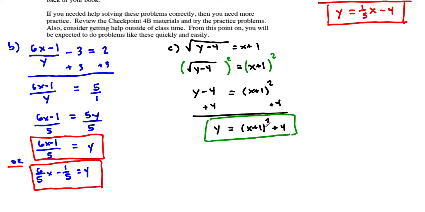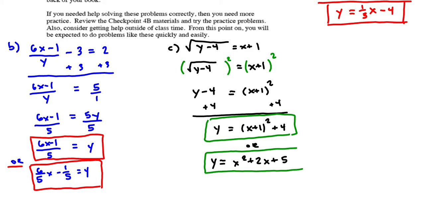Now, if you did multiply this out, there's another way you could have your answer. You could say y is equal to x squared plus 2x plus 5. So let's throw that in there, in case anybody got that. I don't want you to feel like it was wrong, because it is also correct. Either one of those would work just fine.